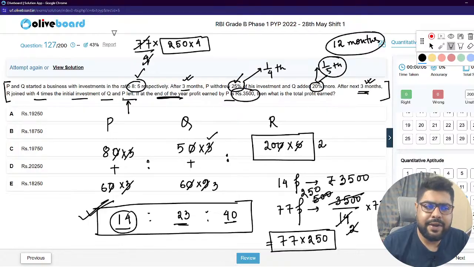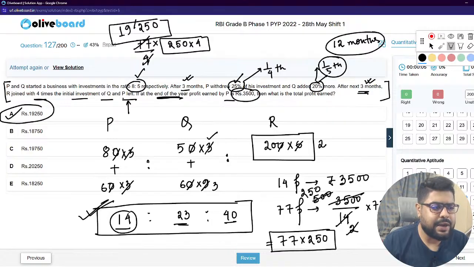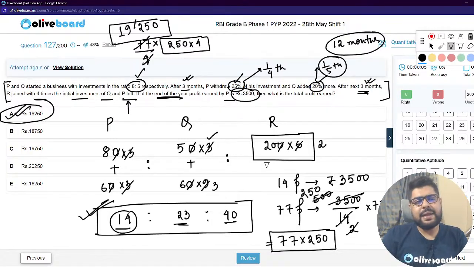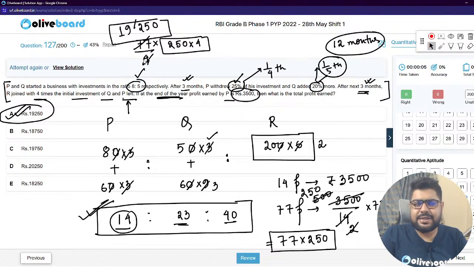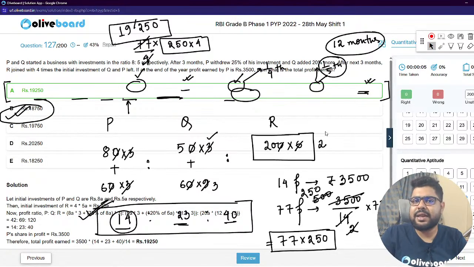I don't think it will be a very big thing. So 19 4s are 76, so 0.25 and there is 1000, meaning sir it will be gone. So 19,250 rupees I am getting. So option number A I am getting as my answer. Chalo, let's mark it. Yes, it was correct.